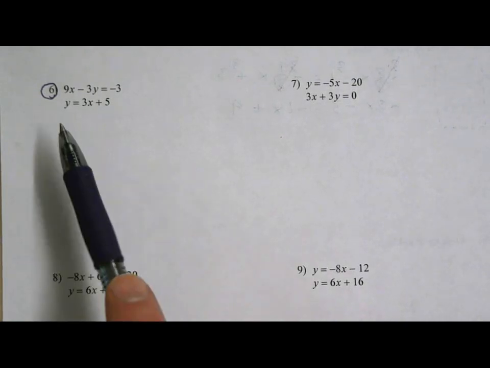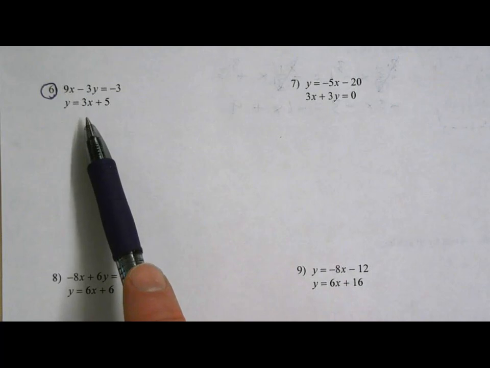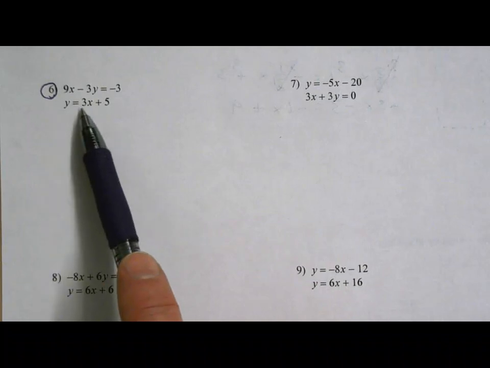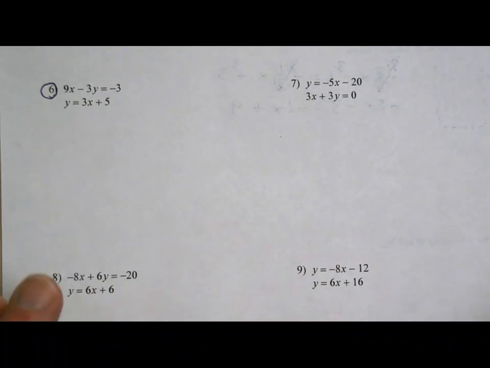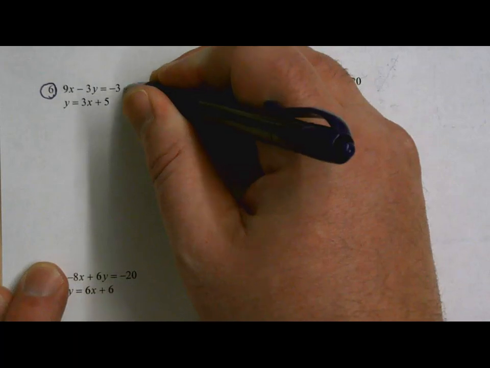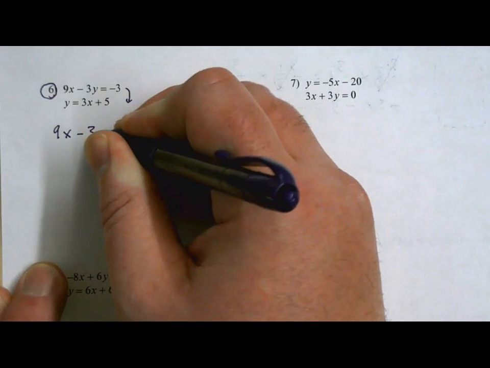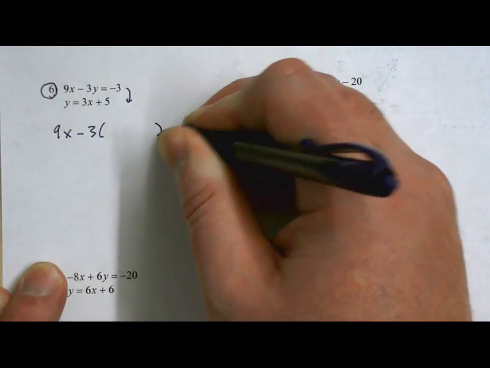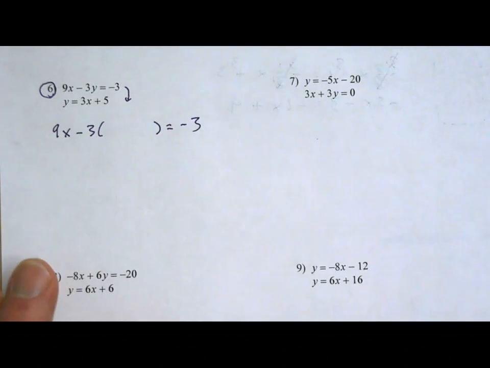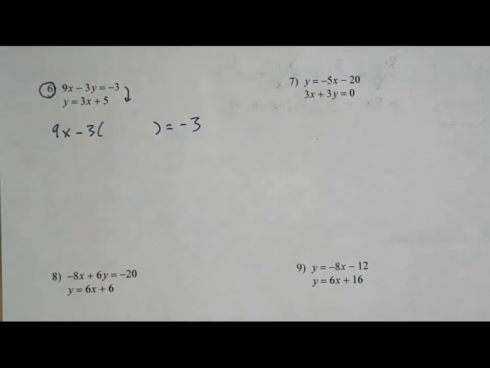First of all, is this an equal values or a substitution problem? I only see one y equals, so that means substitution. So I am going to rewrite the top equation, 9x minus 3y, but I'm leaving the y out, equals -3. You guys following along with me, please? This is number 6 on your assignment.